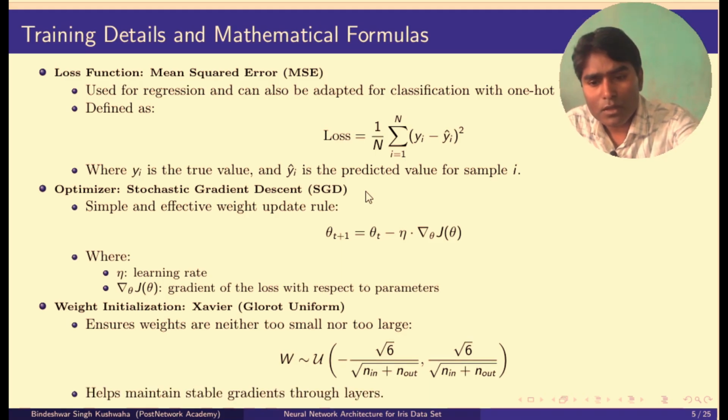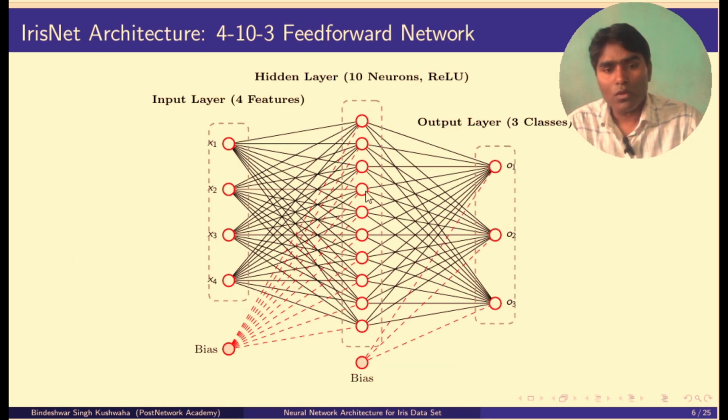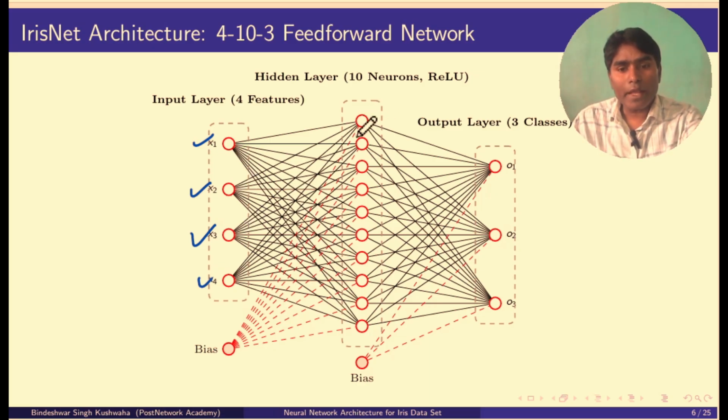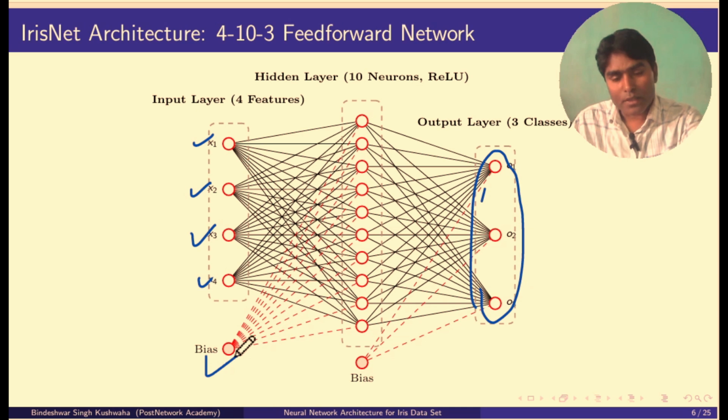Now, here the most important thing, the architecture of the neural network. So here we have taken 4 input neurons, thereafter a hidden layer with 10 neurons, 3 output neurons and 2 biases.